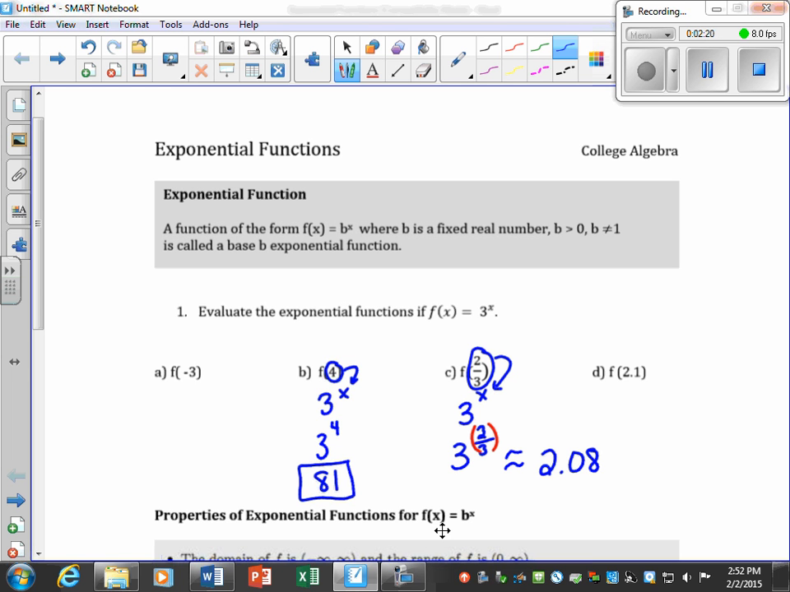And then on D, we're going to write down our function, which is 3 to the x, and then we're going to plug 2.1 in place of x. So it's 3 raised to the 2.1 power. On most calculators, it's the little caret button like this, 3 raised to the 2.1, and it would give you approximately 10.05. Like I said, on a lot of the calculators, raising it to an exponent has this little symbol, but not all.